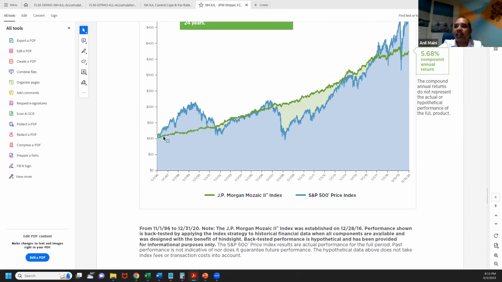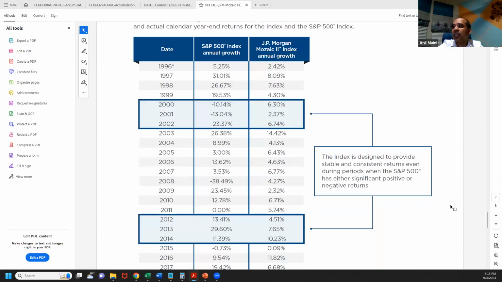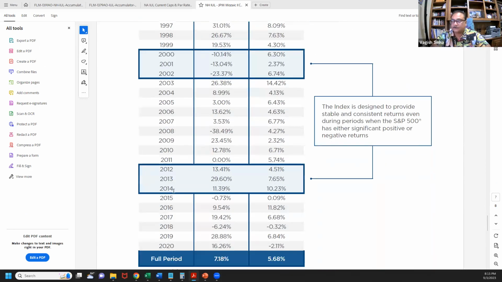Okay, so the algorithm that they came up with for this index is such that it's a balanced index, meaning it has a combination of bonds and stocks in such a way that they want to contain the volatility. They don't want their index to be very volatile. So don't expect a 20% return any year, but you can expect 11%, 12%. Based on back testing they have these results also, and 2016 onward is real results.